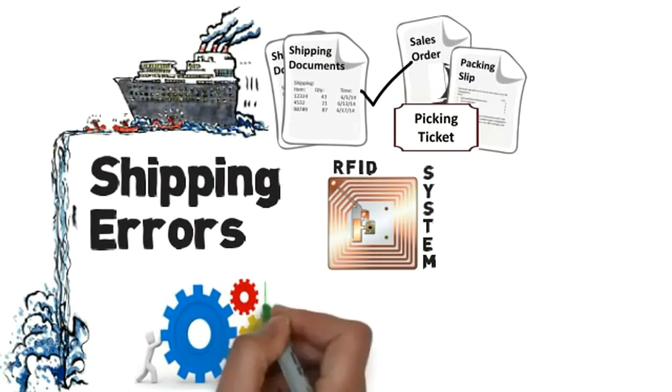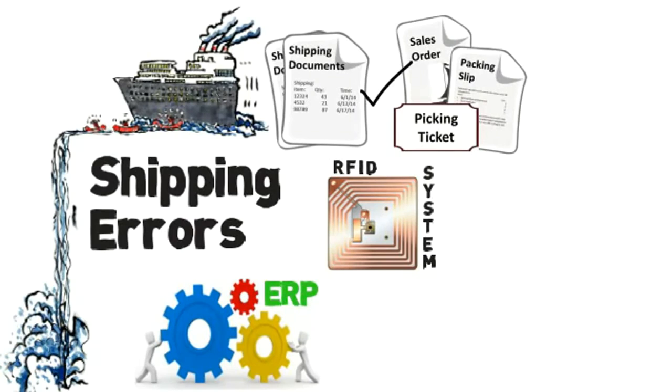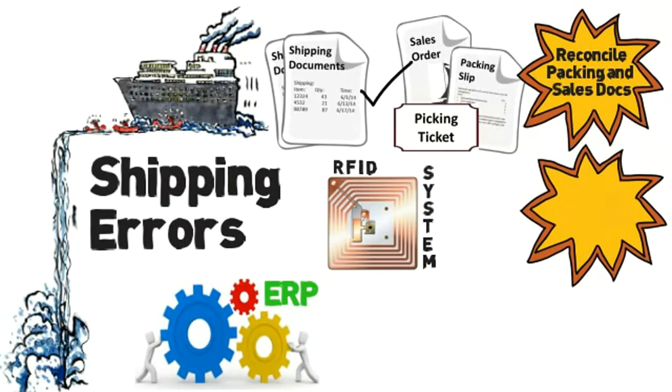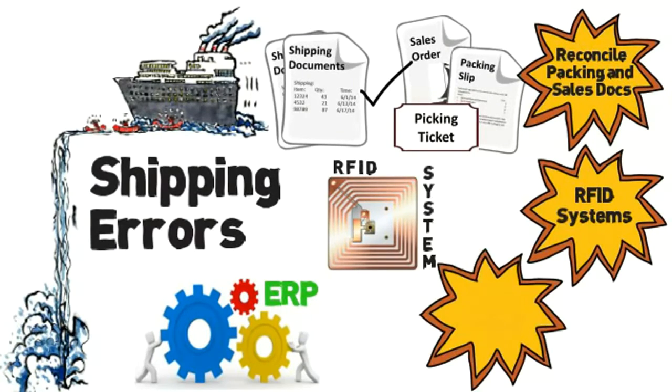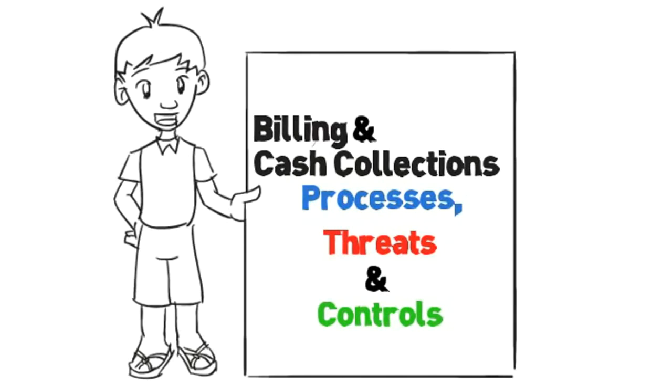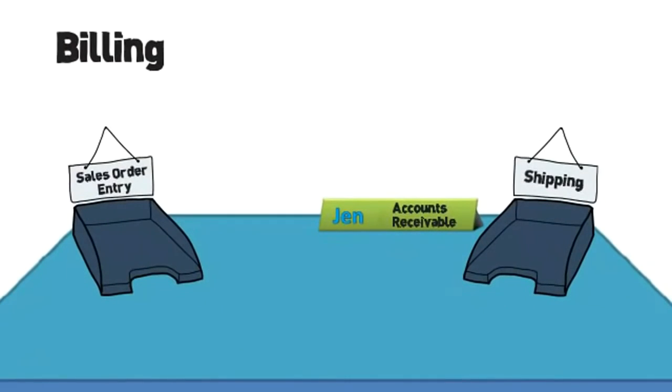Finally, you can configure your ERP system to prevent duplicate orders. So you can compare shipping and sales documents, use an RFID system, and configure your ERP system to help prevent shipping errors. In this video, we'll talk about the processes, threats, and controls for both of these parts of the revenue cycle. So let's talk about the process first.